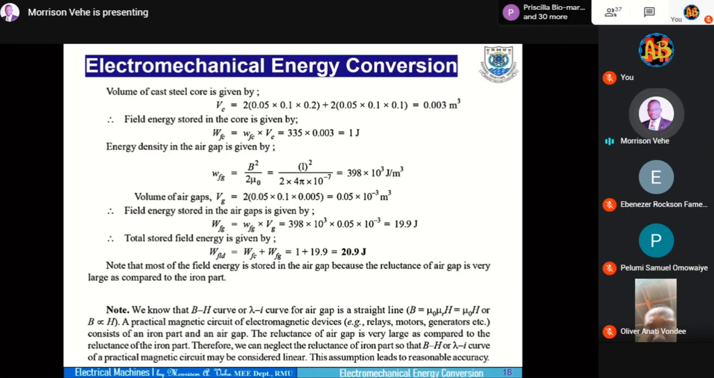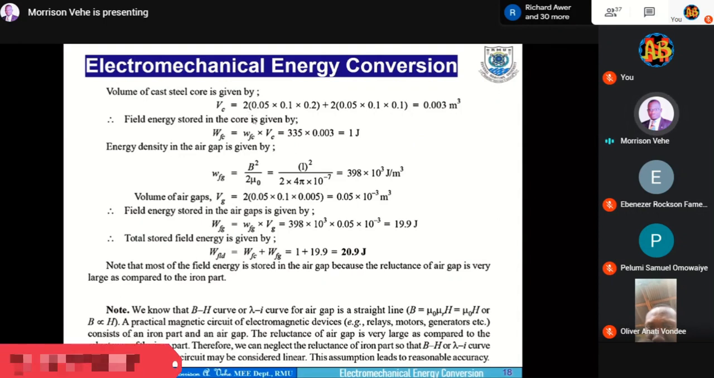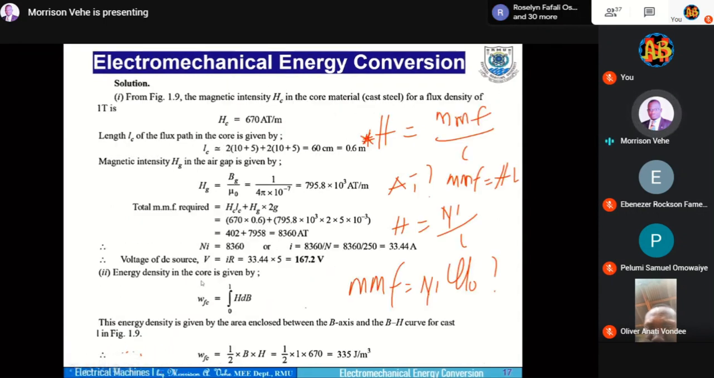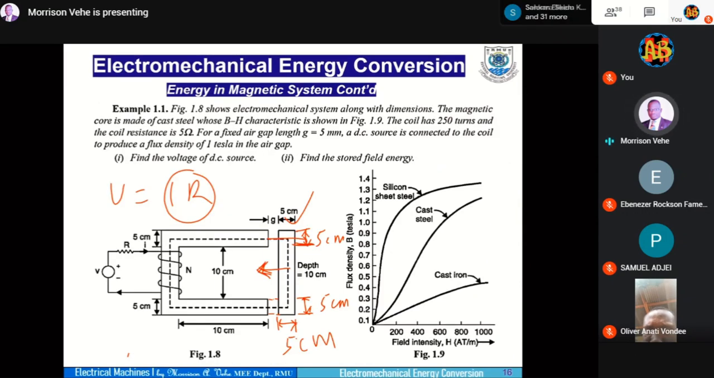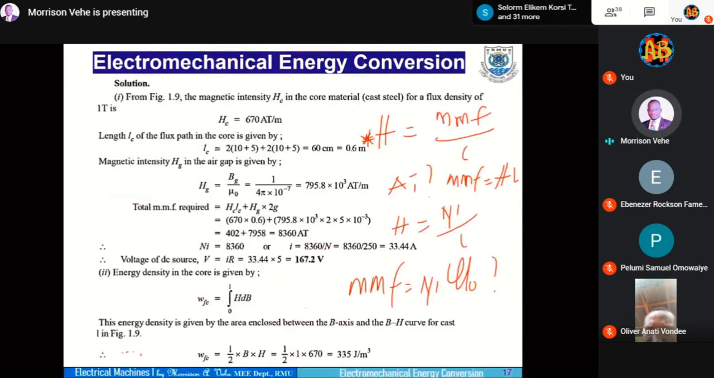Okay. I was saying that you could also look for the stored field energy, right? Oh man, a moment, please.